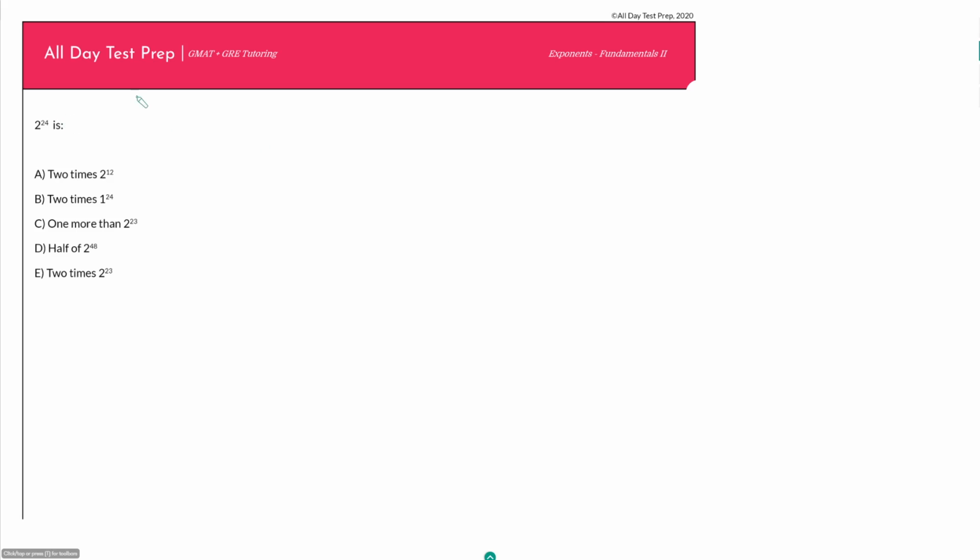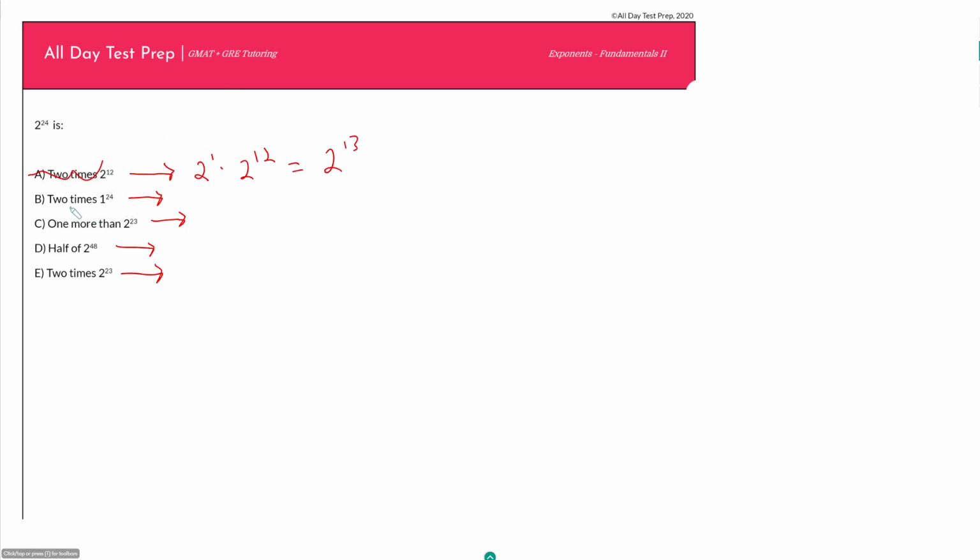Next, we have this very short-looking problem-solving question that just says 2 raised to the 24th is. It looks like we are going to have to test each of our answer choices and use our exponent rules to see if any of these are equal to 2 to the 24th. The first choice is 2 to the 4th is 2 times 2 to the 12th. 2 times 2 to the 12th is just 2 to the 1st times 2 to the 12th. Using our exponent rules, this would be 2 to the 13th. That is not 2 to the 24th.